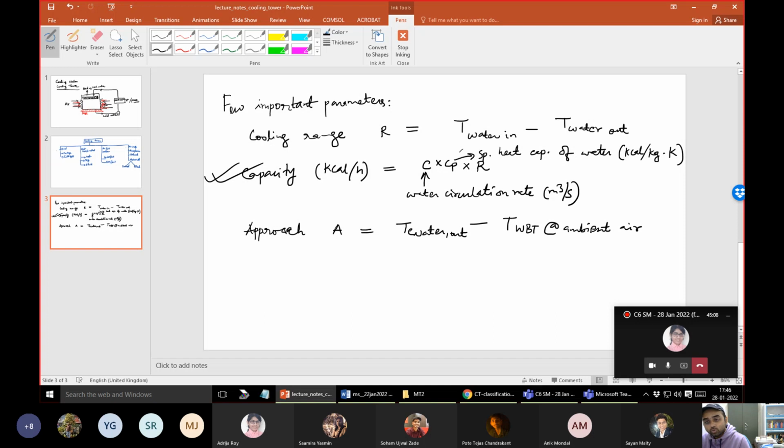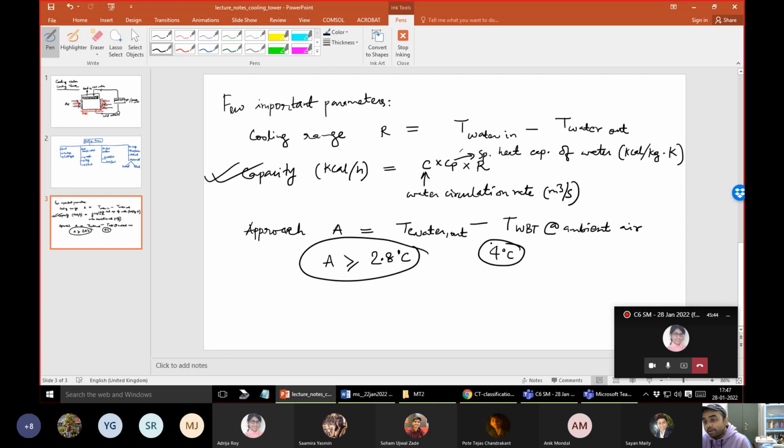But if the difference is also too much, then the design of the tower also will be large, isn't it? Because you cannot get your water temperature below up to a certain level. So as far as the ASME guidelines or the cooling tower manufacturer guidelines are concerned, it cannot be below 2.8 degrees centigrade. So A has to be more than 2.8 degrees centigrade. For all practical purposes, this is considered to be at least a difference of 4 degrees.